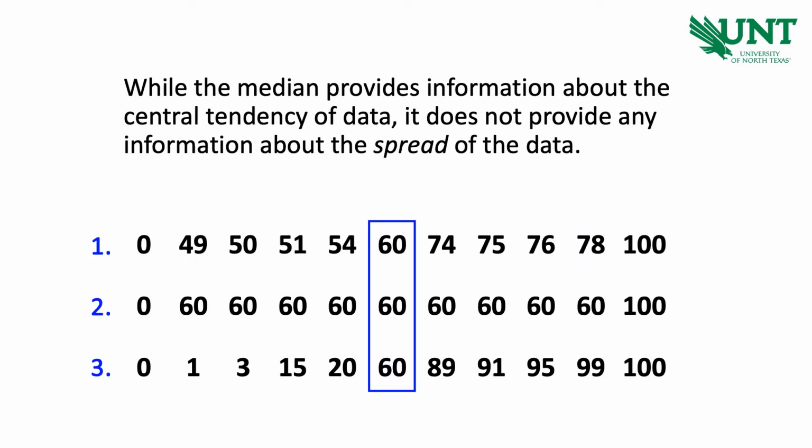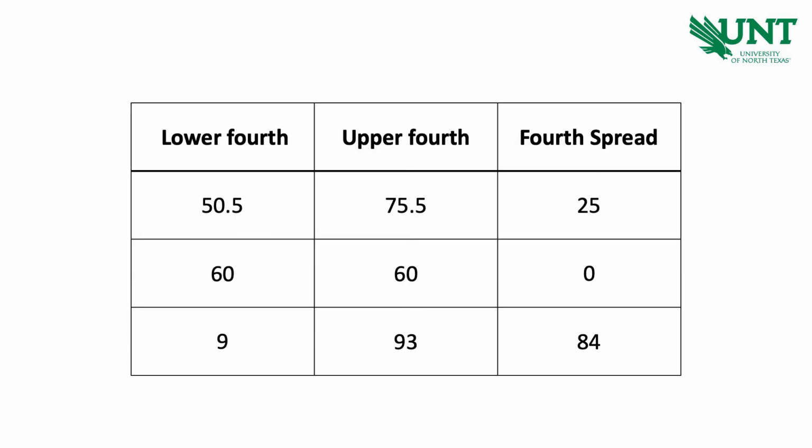Let's go back to the data to find the lower fourth and upper fourth for the first dataset. In this case, the lower fourth has to be between 50 and 51, which is 50.5. How about the upper fourth? It is here, 75.5. In the same way, we can find the lower fourth and upper fourth for the second and third datasets as well. This is the result for all the datasets.